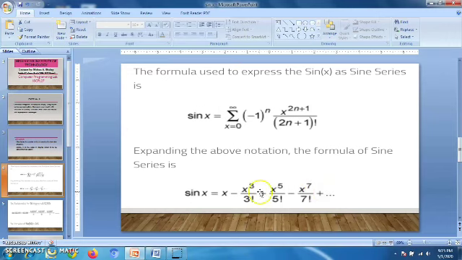So this is the upper part. After that, in the denominator, whatever the power of x is, its factorial is there in the denominator. So x raised to 1 divided by 1 factorial, x raised to 3 divided by 3 factorial, x raised to 5 divided by 5 factorial; whatever the power we have, its factorial is in the denominator.